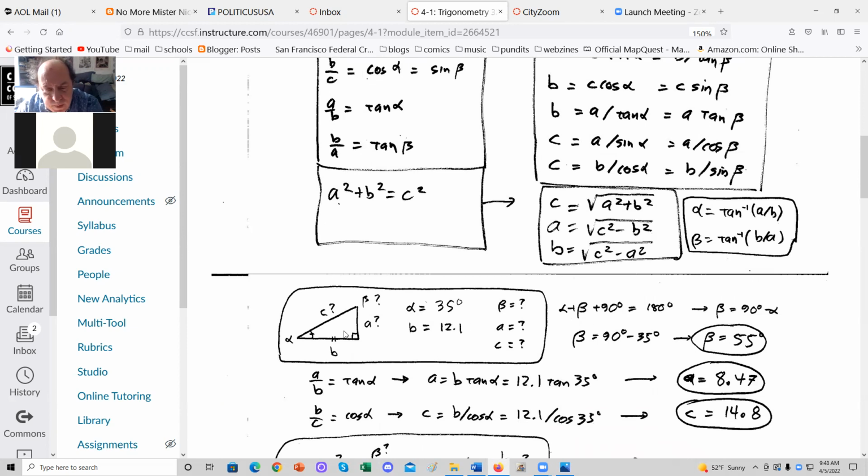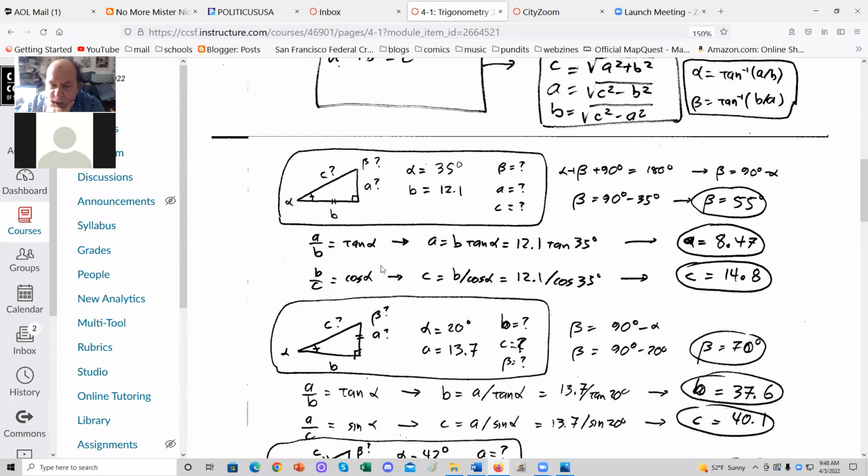For example, in this right triangle, the angle alpha is 35 degrees. The side B is 12.1 units. So what is beta? What is A? And what is C? First off, we can find beta easily enough. Since beta is 90 degrees minus alpha in this right triangle, then beta is 90 degrees minus 35 degrees, which is 55 degrees. That's the first number gotten.